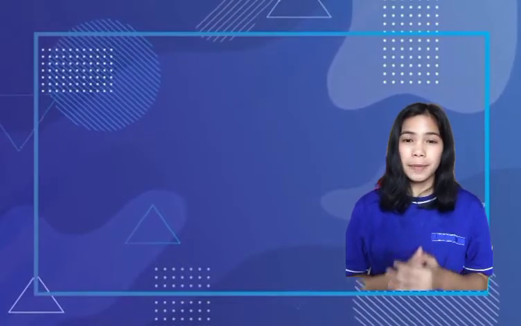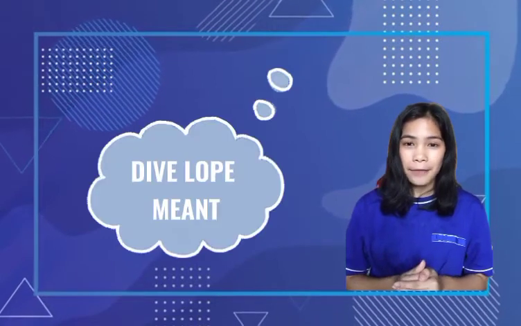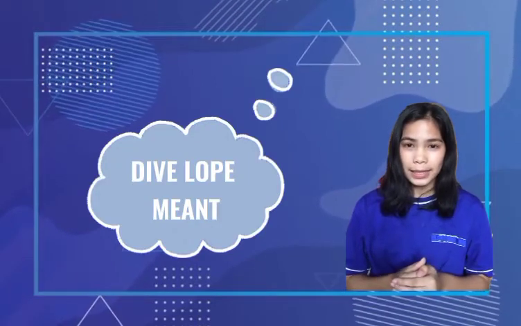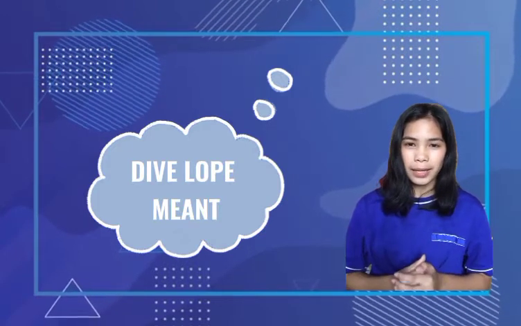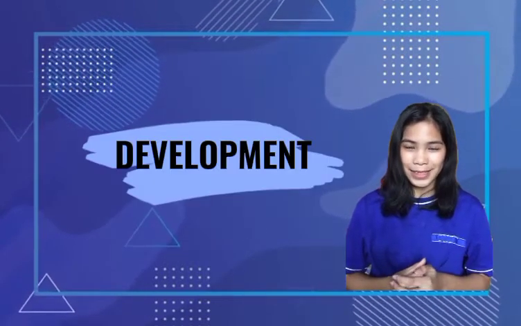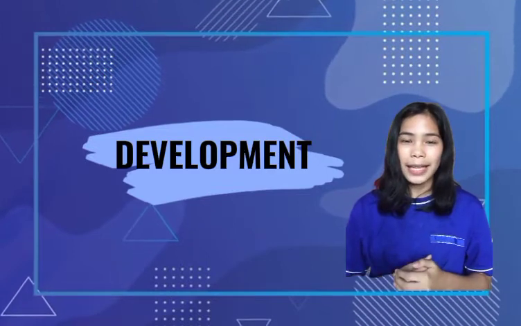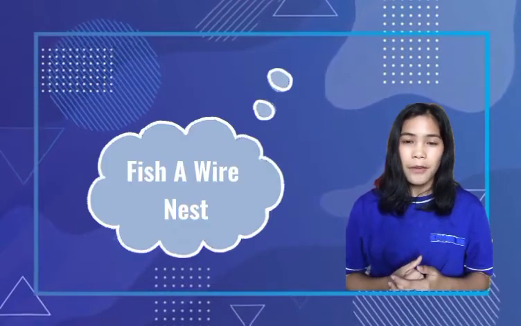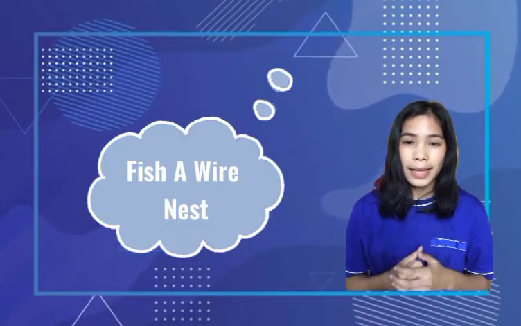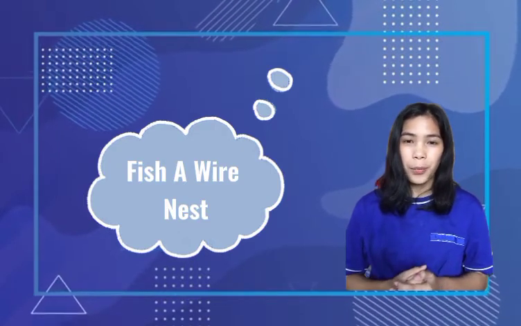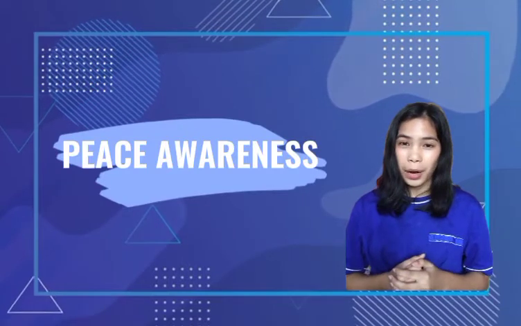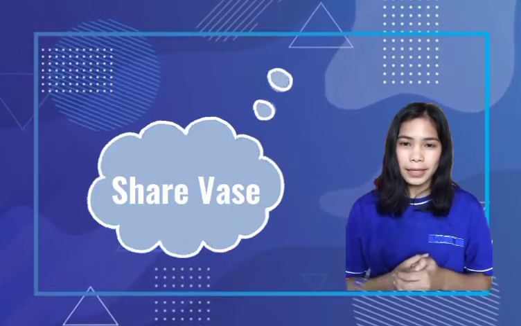Our first gibberish word is development. 5, 4, 3, 2, 1. It's development. Okay, our second gibberish word is fish a wire nest. 5, 4, 3, 2, 1. It's peace awareness.